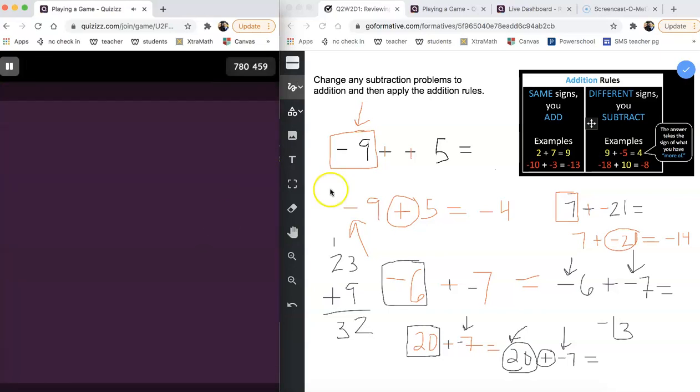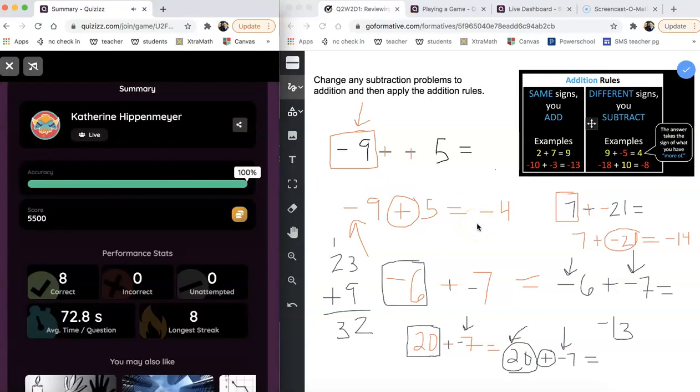So as you're working on your quizzes today, just make sure that if the problem is originally addition, you can go ahead and right away apply the addition rules. If the problem is originally subtraction, you need to change that subtraction problem to addition, and then you can apply the addition rules.